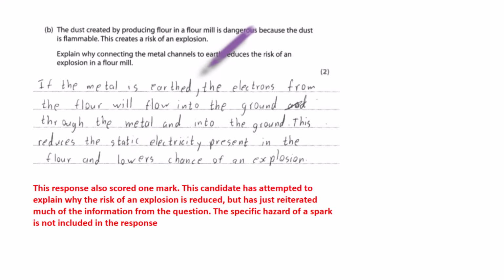Connecting metal channels to the earth. Basically, you are earthing, you are grounding it, by an earth wire. If the metal is earthed, this student got this part right. The electrons from the flour will flow into the ground through the metal. This reduces the static electricity present in the flour and lowers the chance of explosion.